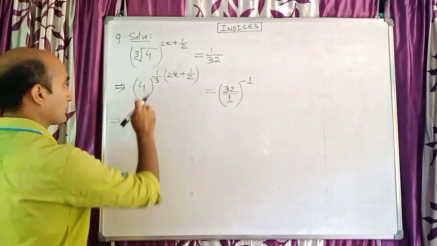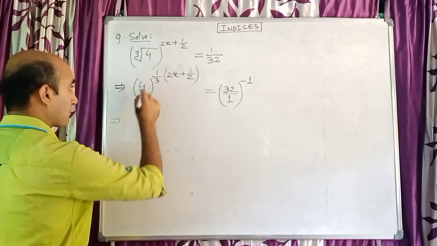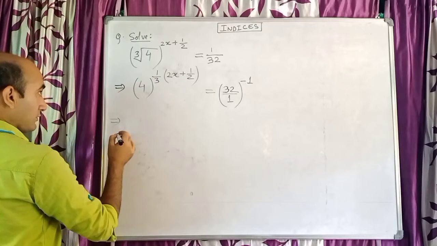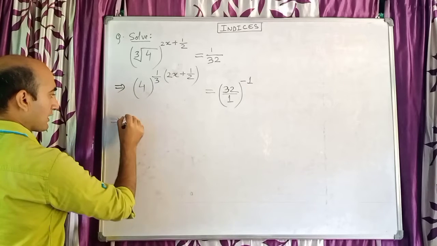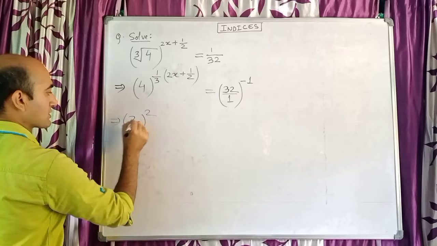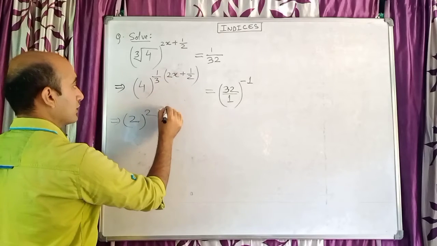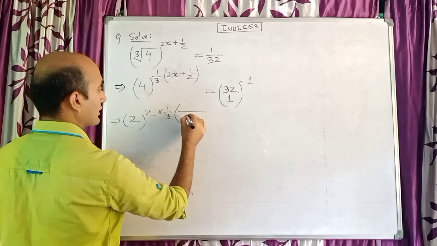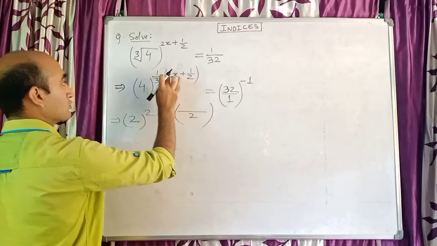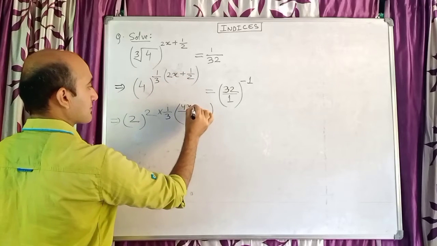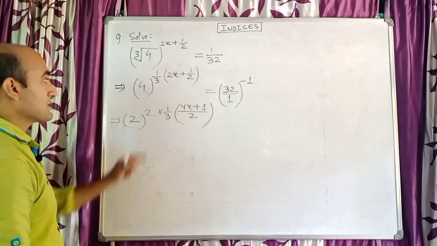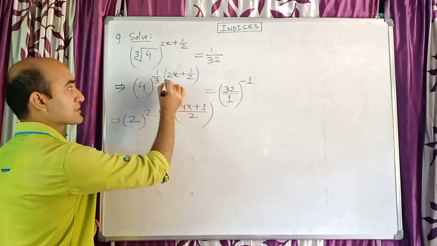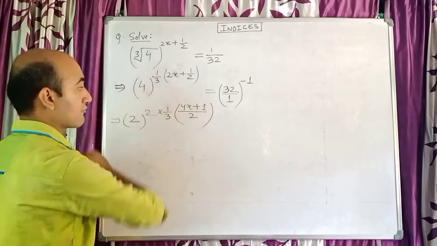Now children, you can make it 2 square now only, but before that I want to simplify the power. So you write 4 as 2 square, and this you write to the power 1 by 3, and here you do LCM in the internal power. When you do LCM, after LCM it is 4x plus 1. That means I have done LCM and simplified this 2x plus 1 by 2. I made a single fraction and then simplified.